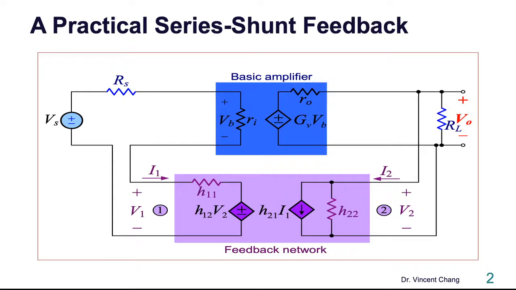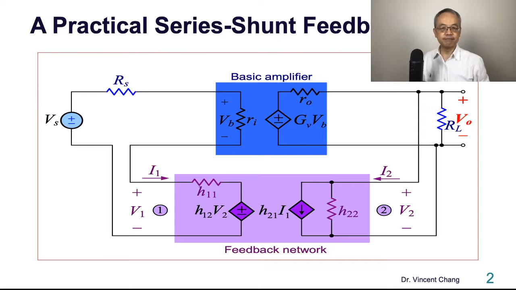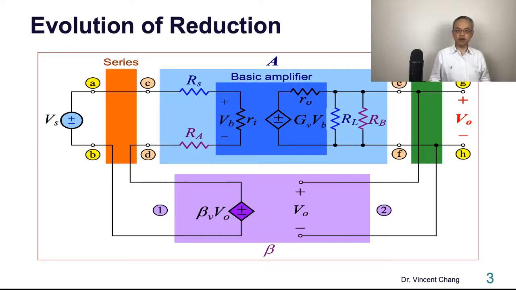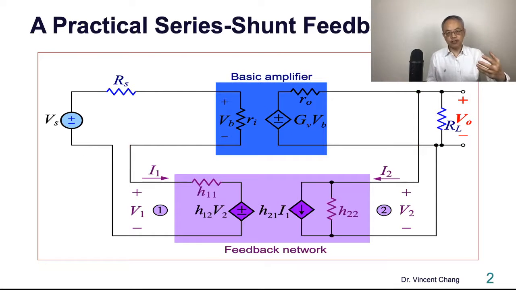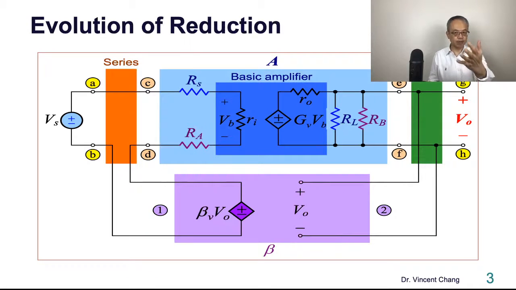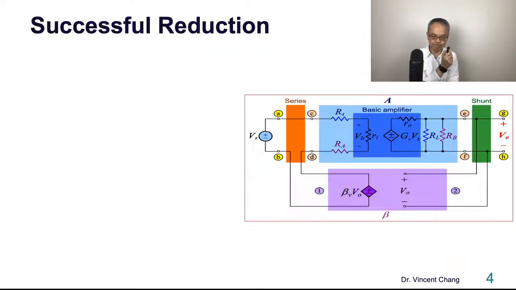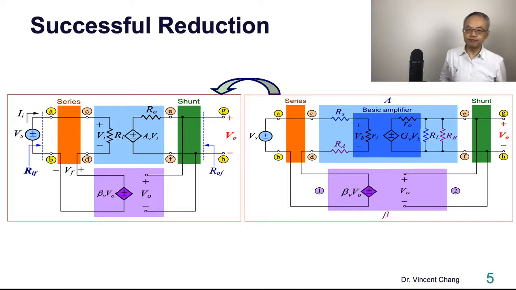It seems very complicated at first sight, but we have a strategy to tackle this. What's our strategy? Reduction, simplification. And then here's the outcome. Evolution of reduction. Here's the outcome of reduction. Here's the outcome of simplification. Because we have successfully reduced a complicated practical case into an ideal structure.